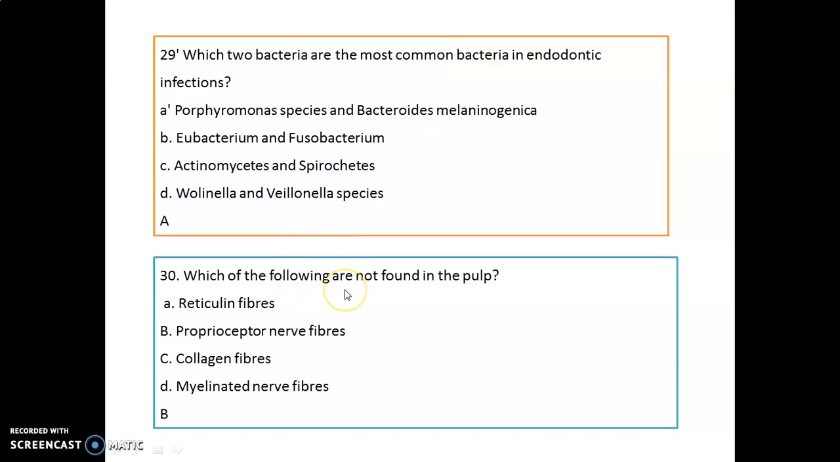Which of the following are not found in the pulp? It is the proprioceptive nerve fibers. The reticulum fibers, collagen fibers, and myelinated nerve fibers are present in the pulp.